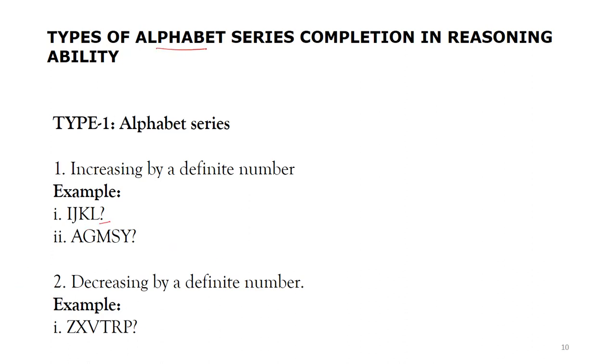So, types of alphabet series completion in reasoning ability. Type 1 is alphabetic series, increasing by a definite number. So I, J, K, L. What replaces the question mark? Obviously it is plus 1, so it will become M. Next, A, G, M, S, Y.